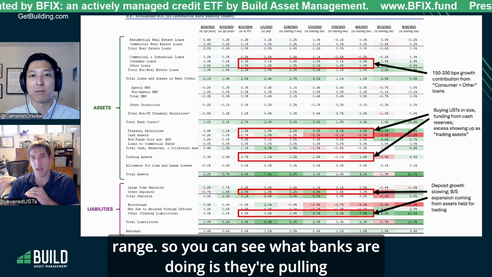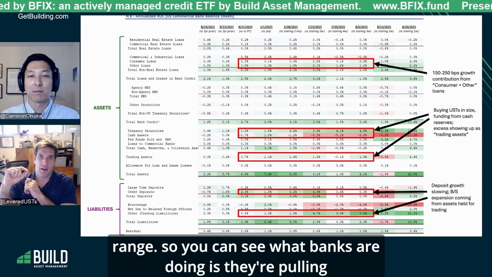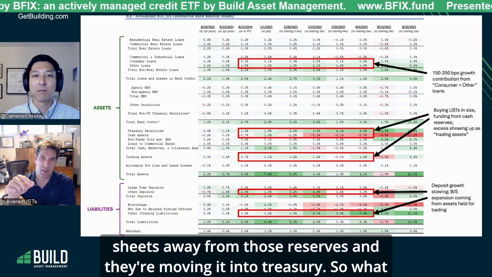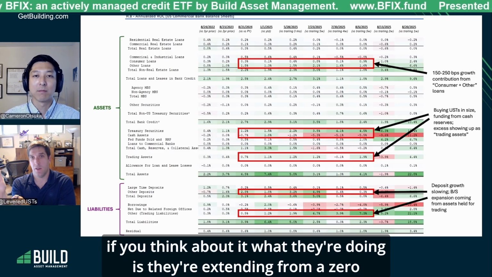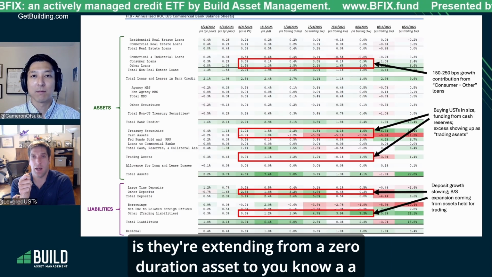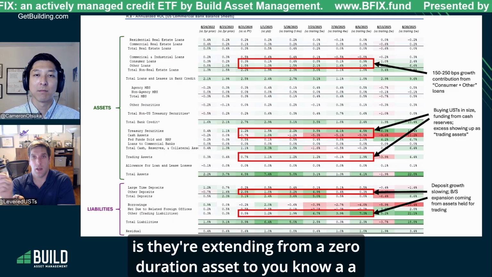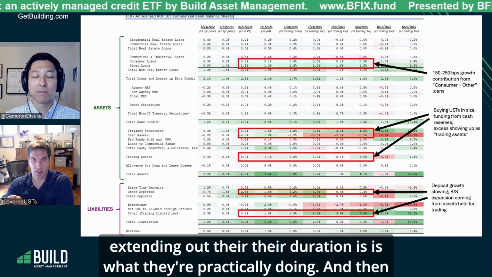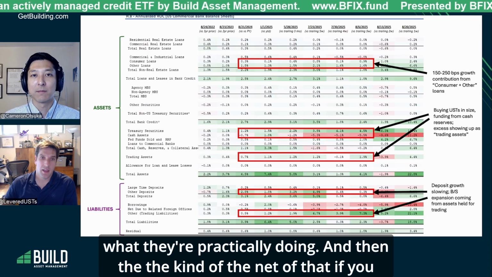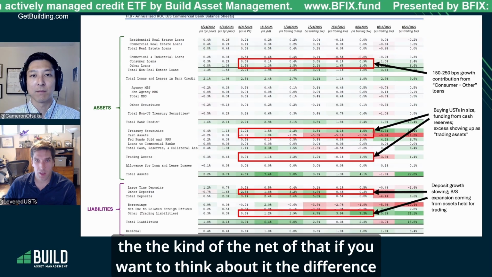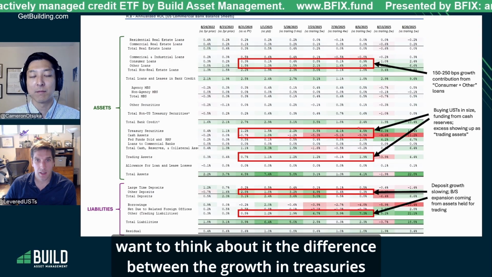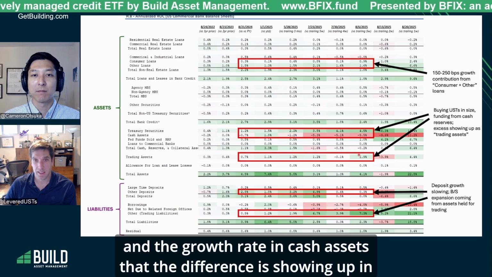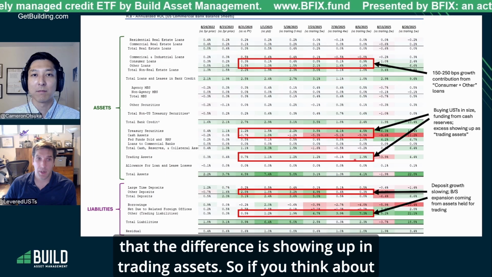So you can see what banks are doing is they're pulling capital allocation on their balance sheets away from those reserves, and they're moving it into treasuries. So if you think about it, what they're doing is they're extending from a zero duration asset to a treasury with duration on it. They're extending out their duration is what they're practically doing. And then the net of that, the difference between the growth in treasuries and the growth rate in cash assets, that difference is showing up in trading assets.